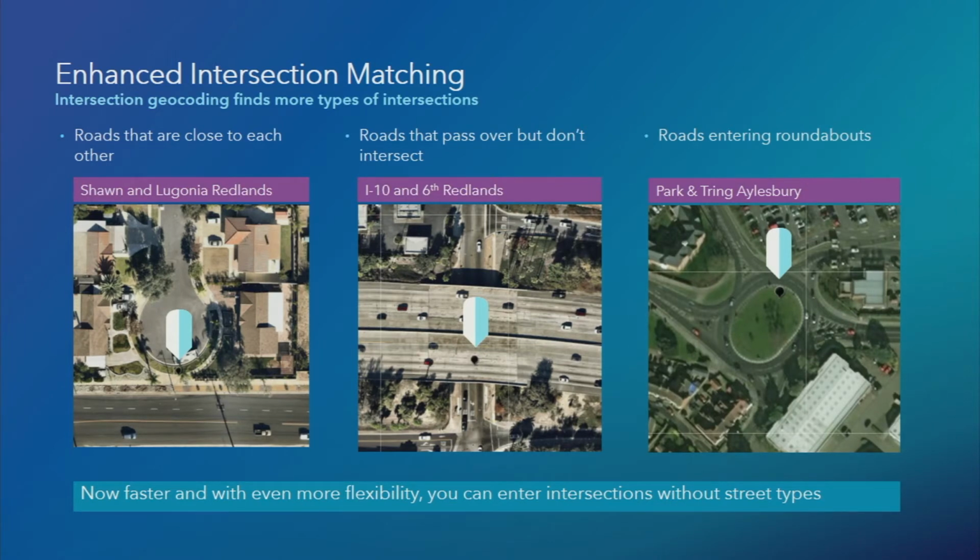We're now able to find intersections as well in roundabout scenarios, where you've got a roundabout in the middle and three or four different roads coming into that roundabout. You might want to search for an intersection of two of the roads coming into the roundabout, but the roundabout itself has a different name. We can find those types of intersections as well. We've extended the capability for finding different types of intersections, and just wanted to make you aware that our intersection capability has really been enhanced, and you can take advantage of that now in new and different ways.